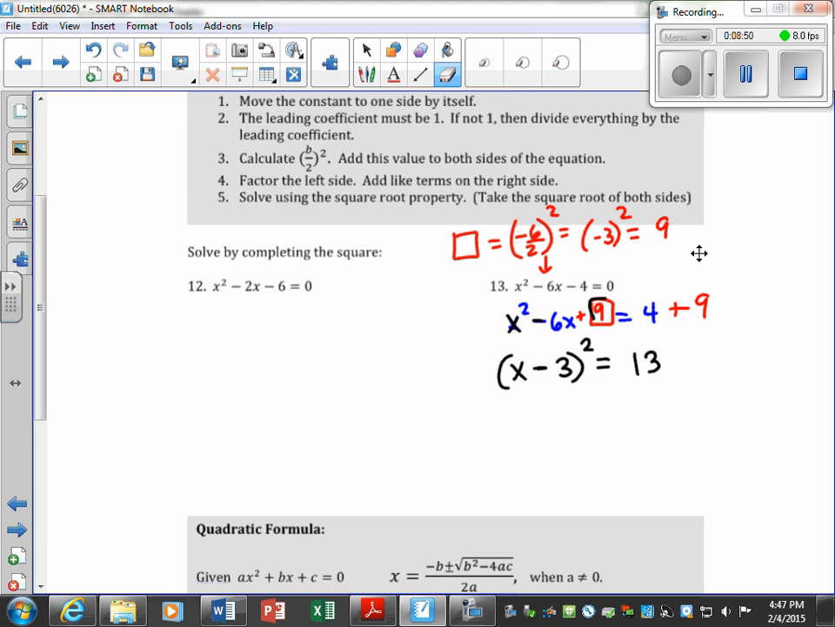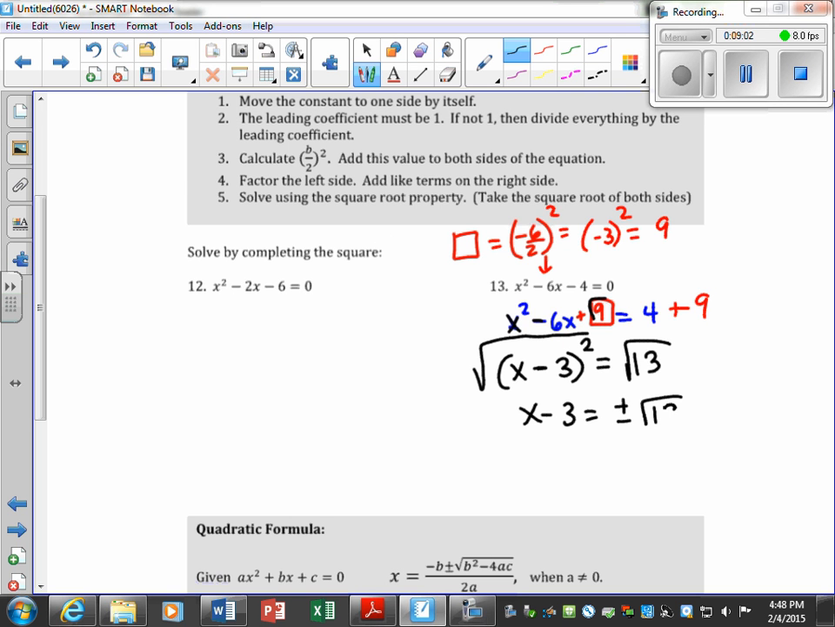And we're now up here on step 5, solve using the square root property. Take the square root of both sides. X minus 3 is equal to plus or minus. Don't forget your plus or minus when you take the square root. And now we're trying to get x by itself. So we're isolating the variable. And we're just going to add 3 to both sides. So we get x is equal to 3 plus or minus the square root of 13.